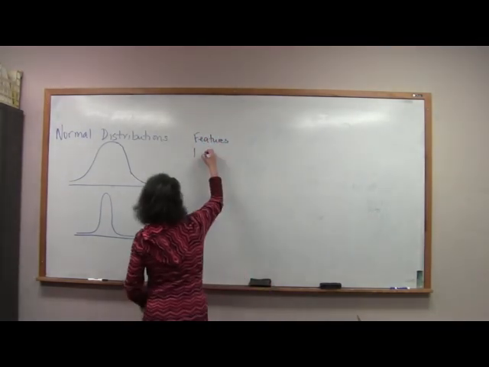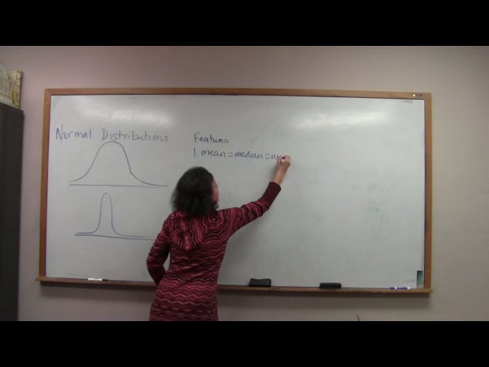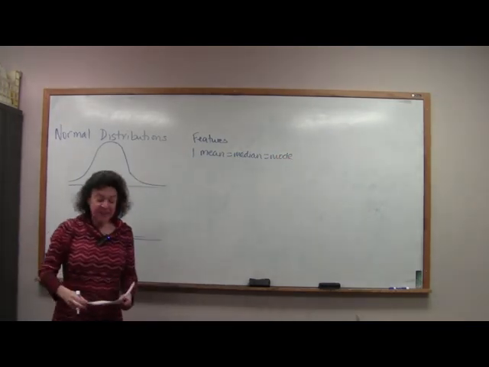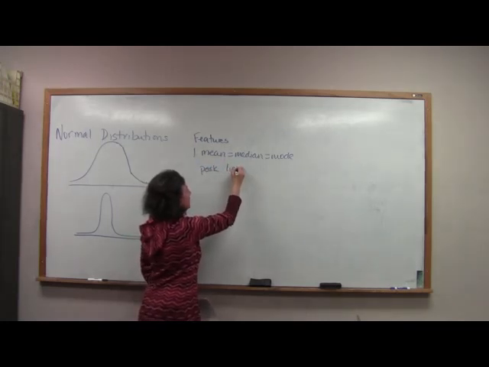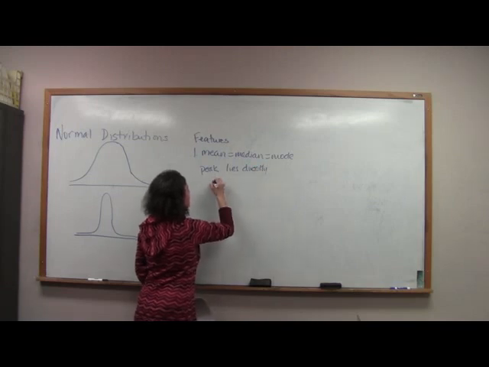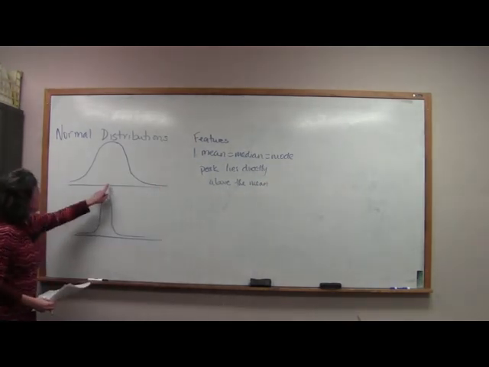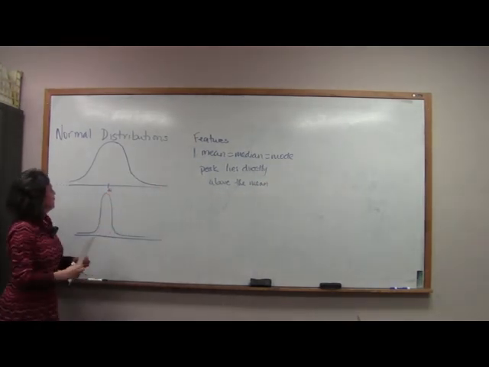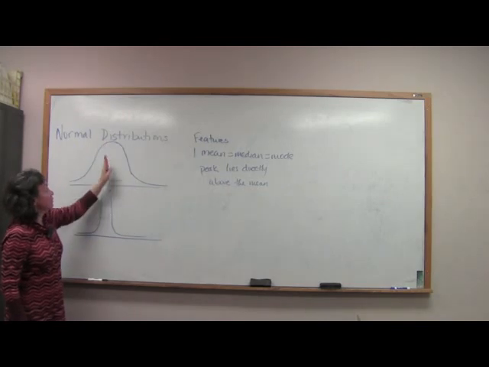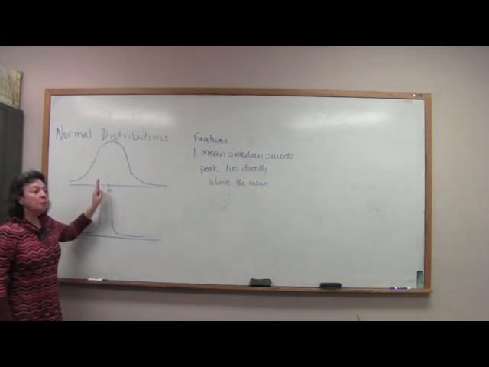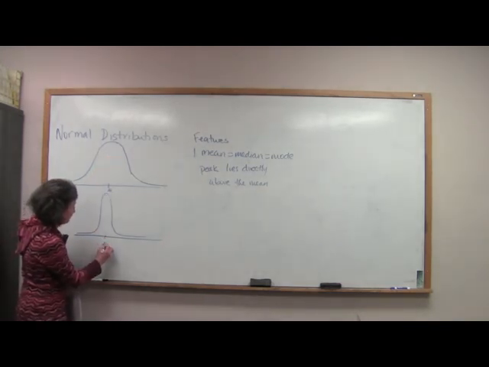One important feature is that the mean is equal to the median, which is equal to the mode. That's a huge statement. Essentially what we're saying is the peak lies directly above the mean. In other words, right about here is our mean. Our average value is not only the middle value, which means it's equal to the median, but it's also the most frequently occurring data point, which is equal to the mode.